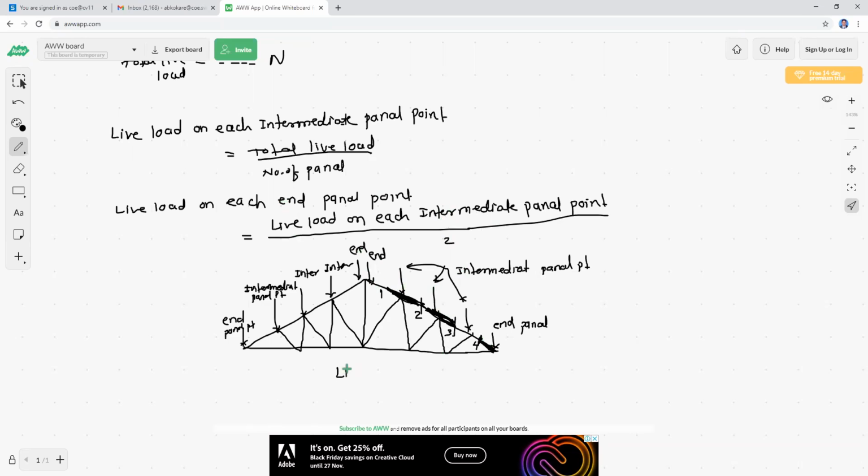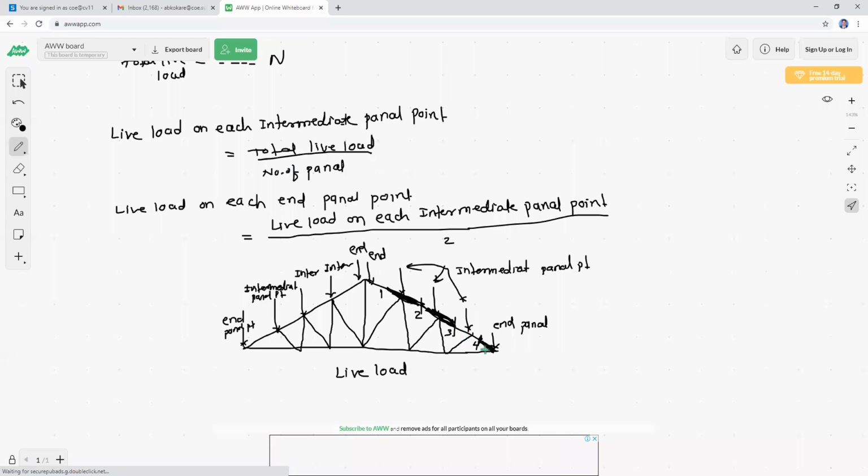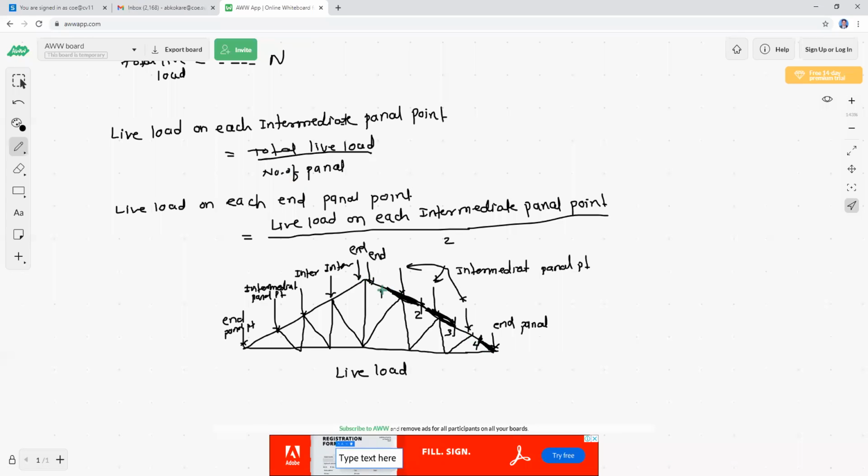Are you getting? So this is live load. Are you getting? टोटल लोड काढायचा, टोटल लोड नंतर इंटरमिडिएट पॅनल पॉइंट वरचा लोड काढायचा. तो कसा काढला, टोटल लोड डिवाइडेड बाय नंबर ऑफ पॅनल. सो दीज आर दी नंबर ऑफ पॅनल 1 2 3. पॅनल मीन्स दिस 1 पॅनल, दिस इज 2 पॅनल, दिस इज 3. म्हणजे सपोर्ट टू सपोर्ट. Panel point distance, this is one panel, 2, 3 and 4. So 4 डिवाइड केले की आपल्याला इंटरमिडिएट पॅनल पॉइंट वरचा लोड मिळेल. आणि इंटरमिडिएट पॅनल पॉइंट वरचा लोडला जर डिवाइडेड बाय 2 केलं तर एंड पॅनल पॉइंट वरचा लोड. Are you getting? This is the live load calculation.